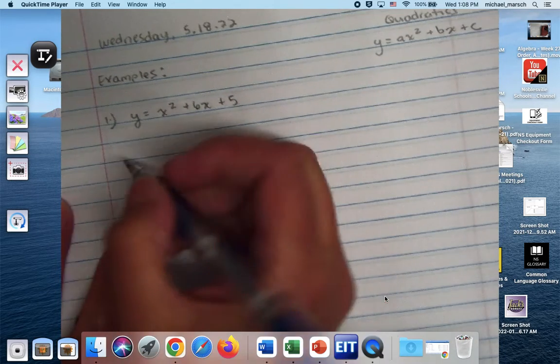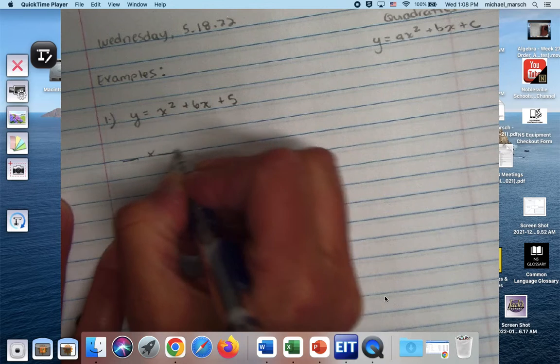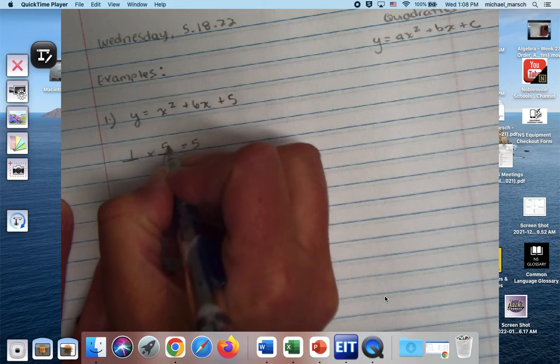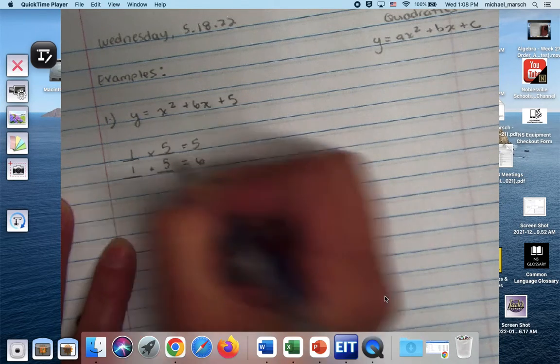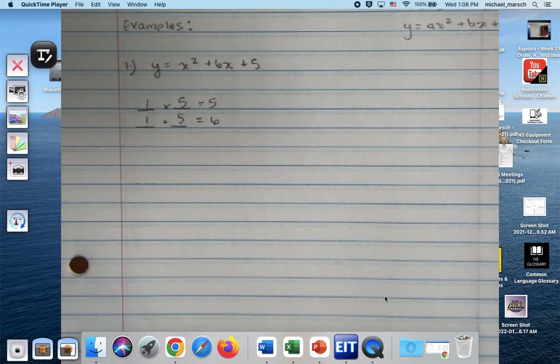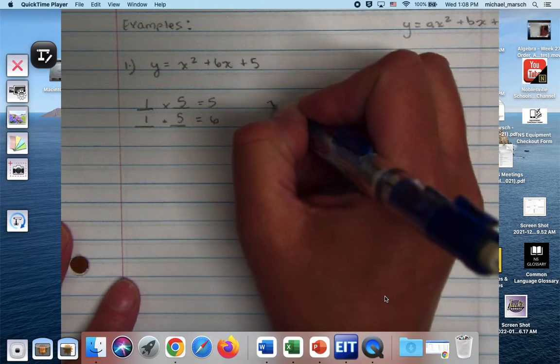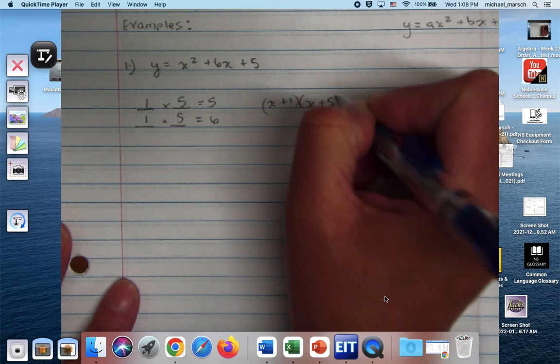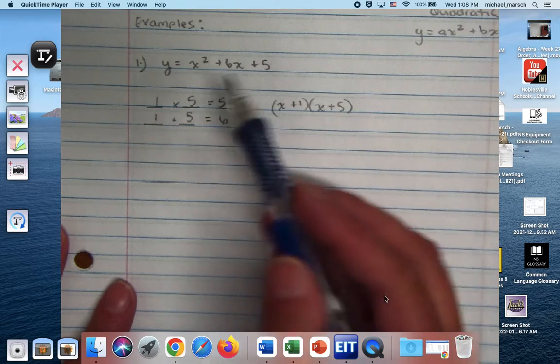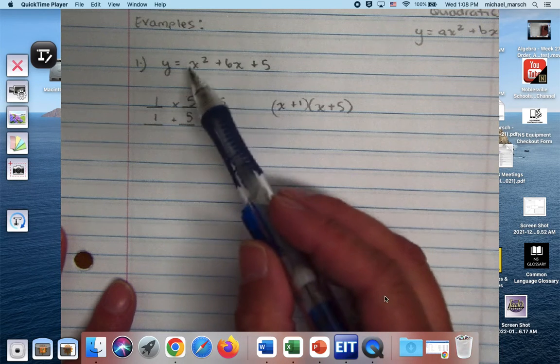But luckily, we know that 1 times 5 equals 5, and 1 plus 5 equals 6. So we get to choose the easiest of all options, right, for when we're factoring. So then we would say, okay, well, x plus 1 times x plus 5 is what was multiplied to give us this quadratic.